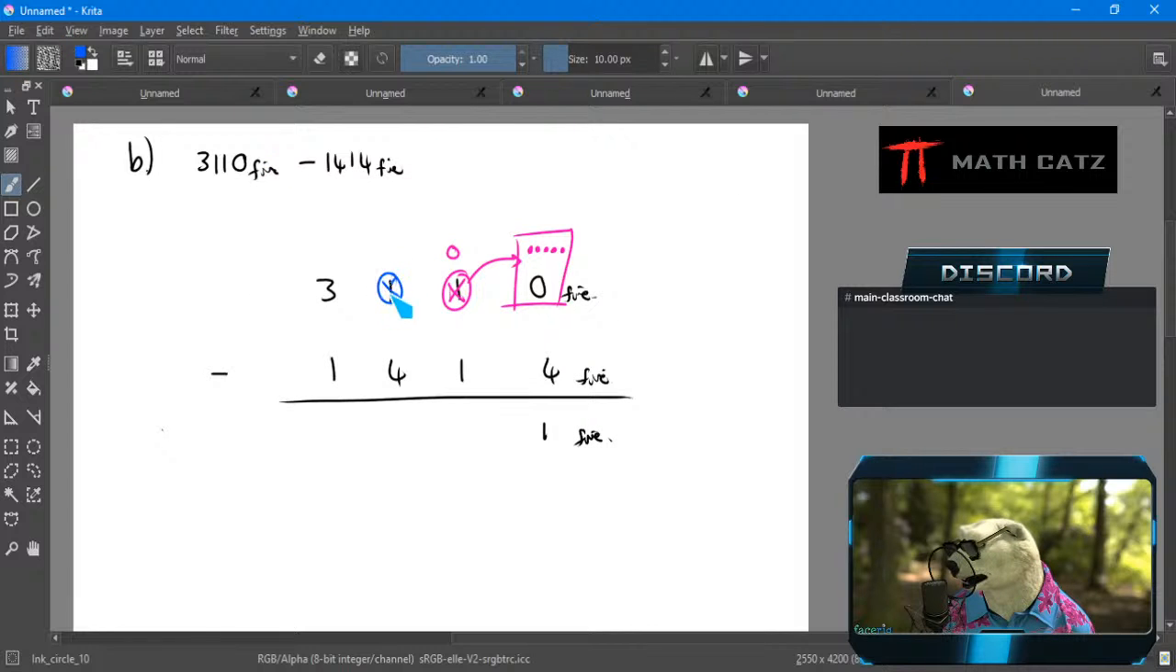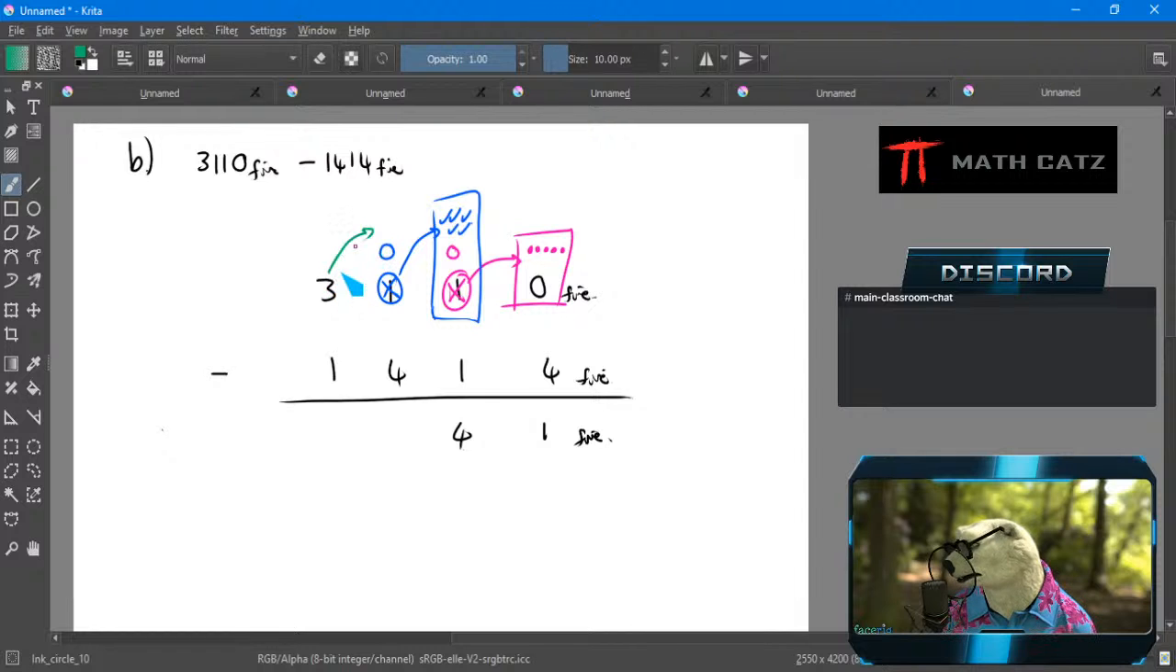I will borrow this 1, changing that column's value to nothing. Then borrow. I'm just going to make check marks because my fingers look like 1s. I don't want to be confused. Then in that column, I have 5 with the existing 0. So just 5 minus 1 is 4. Next column, 0 minus 4. Nope, can't do it.